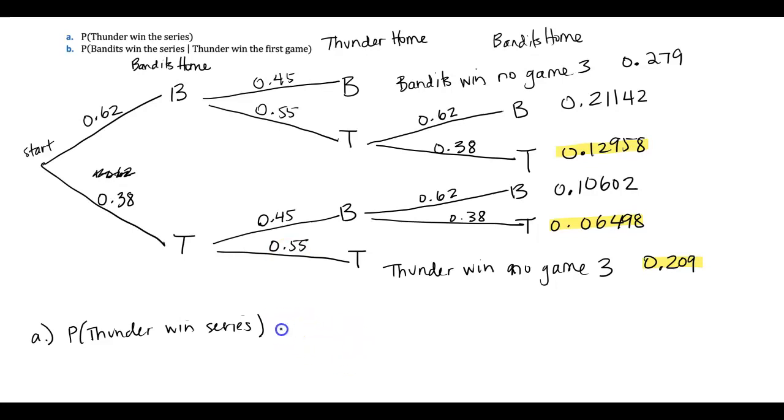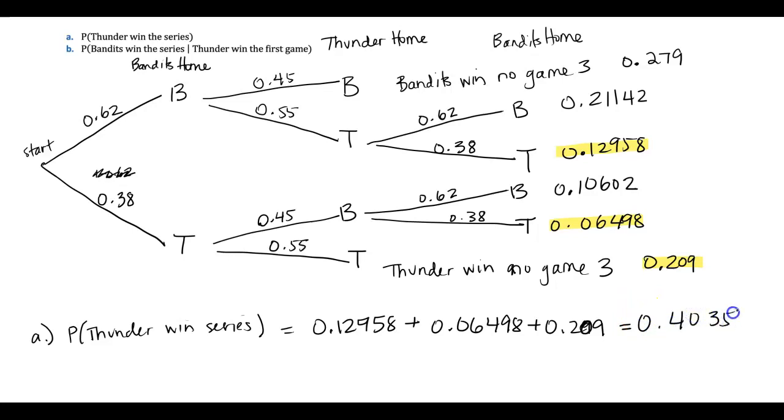And so adding up those probabilities, remember if we have more than one branch that meets the description, we add them together to increase the probability. And I get 0.40356, or 40,356 hundred thousandths.